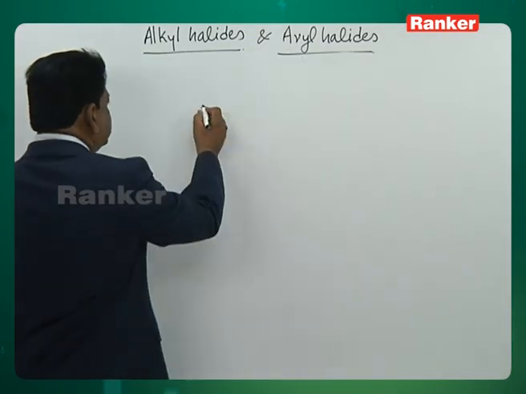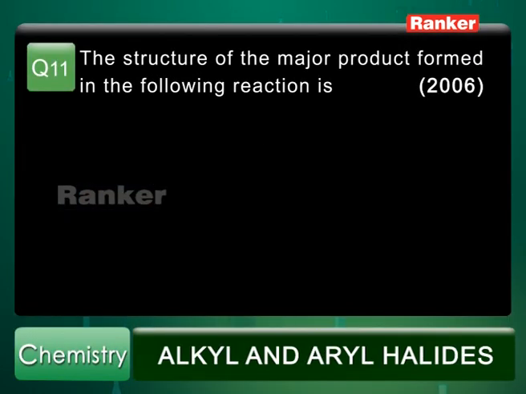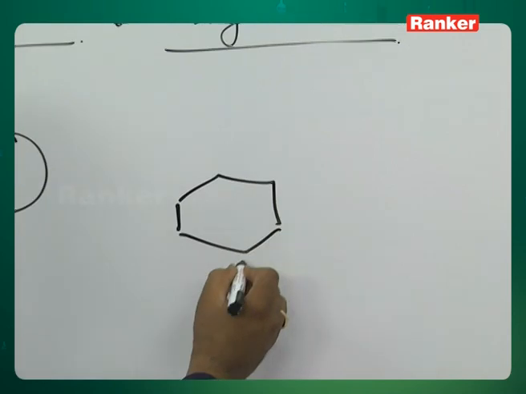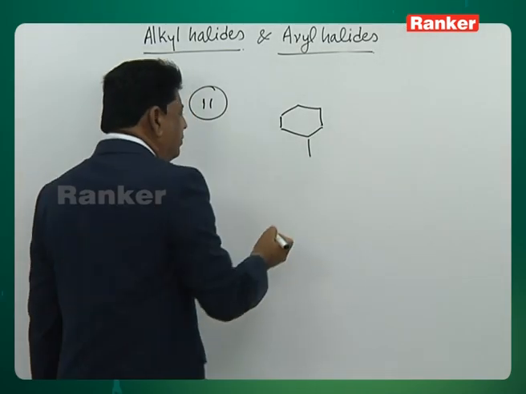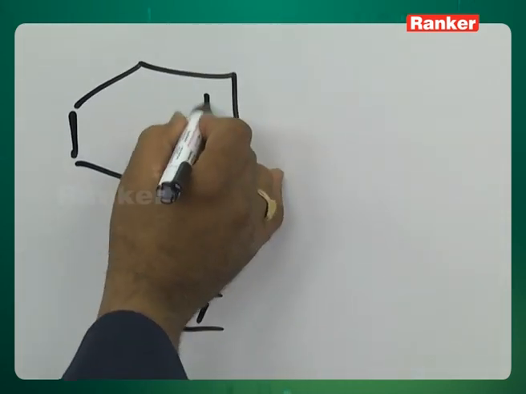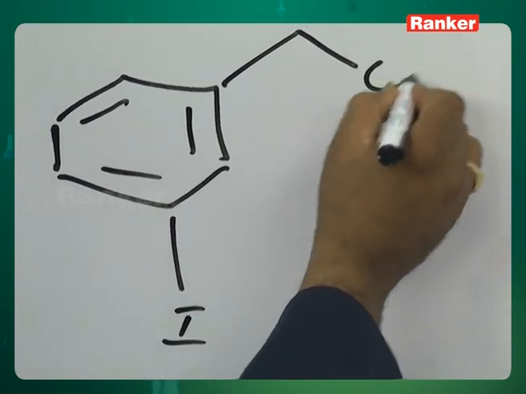So let's go for the next question. 11th question. The structure of the major product formed in the following reaction is a question from 2006. The question is here, a benzene is given attached to an iodo compound, and there is another branch on which a chlorine is there.